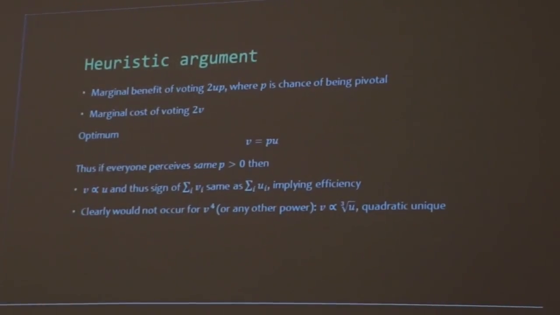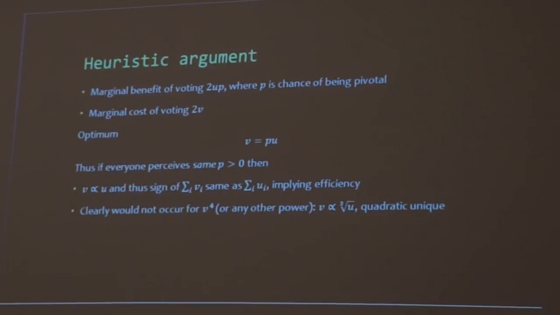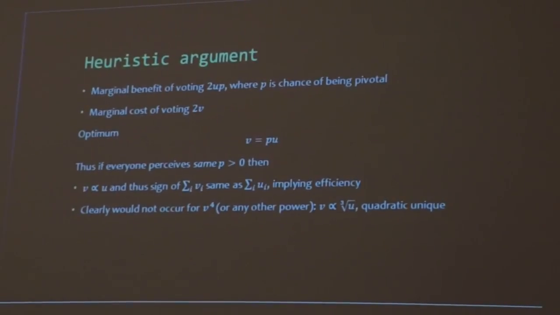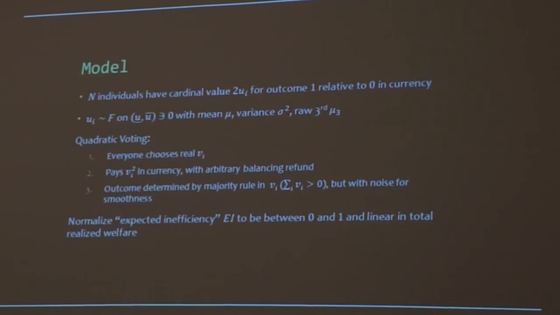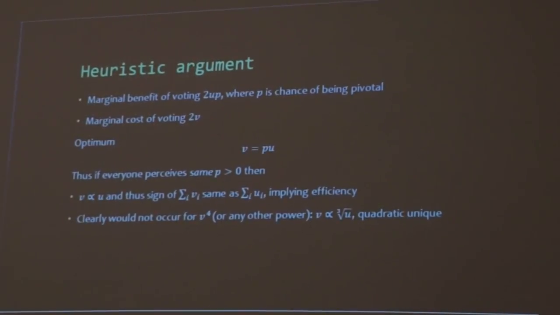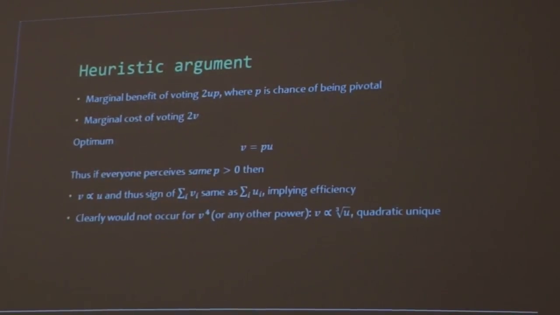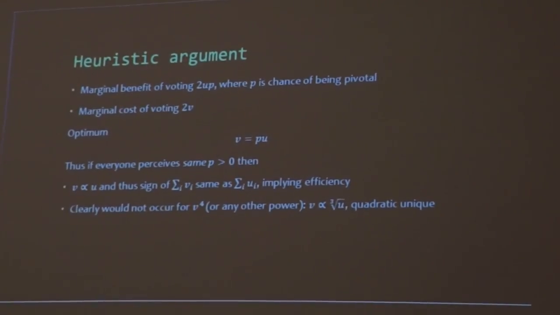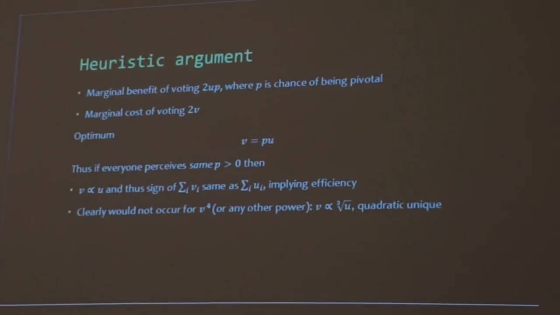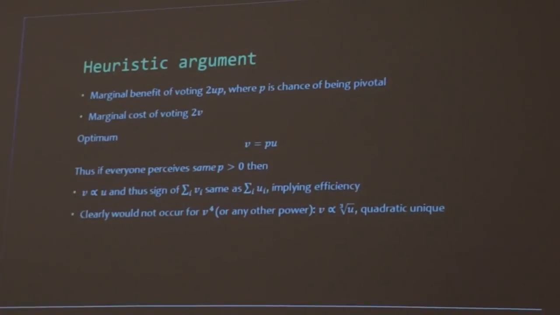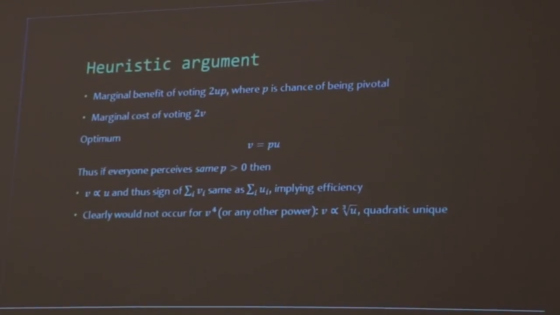The benefit of voting is therefore whatever the utility is that you would gain from it times the chance that it's pivotal. The cost of voting is V squared, as we defined. Then the marginal cost of voting is 2V, and if you set them equal, we can find the optimum. This is just like calculus: you take the derivative of something and set it equal to zero, and you find the inflection points, the maximum.